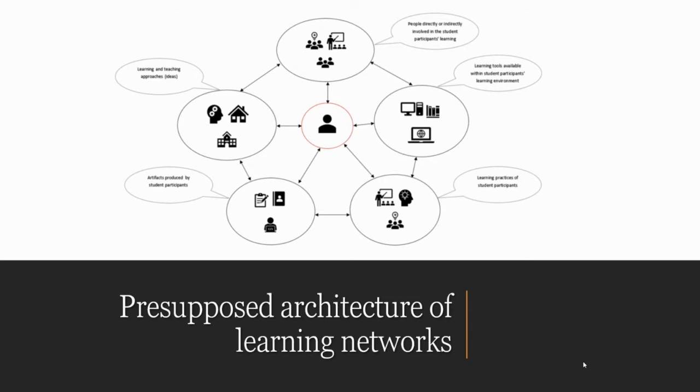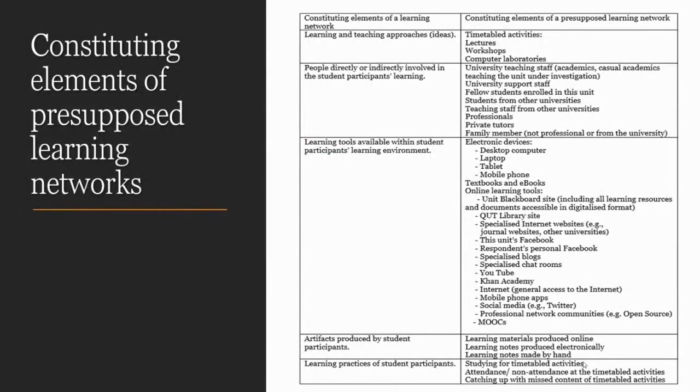So that's why I'm talking about the presupposed architecture. We all, to some extent, especially in the educational system, presuppose something. So these are constituting elements of my learning networks, and I tried to map them against Lucila and Peter's structure. So we've got the section about ideas, then we have people, then tools, artifacts produced by learners, and finally studying timetable, activities, etc. So these are practices of students that I looked at as well.